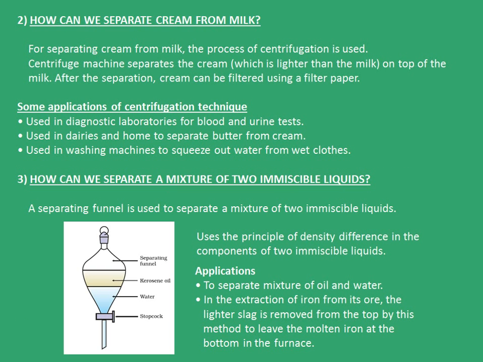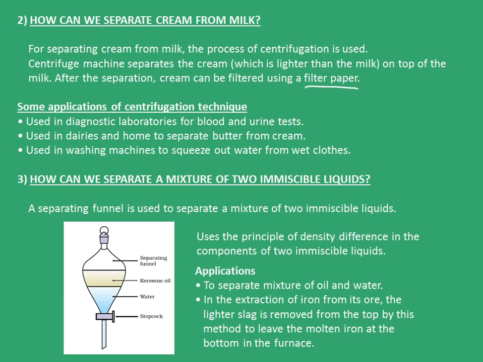The next one is, how can we separate cream from milk? For separating cream from milk, the process of centrifugation is used. The centrifuge machine separates the cream, which is lighter than the milk, on top of the milk. After the separation, the cream can be filtered using a filter paper.